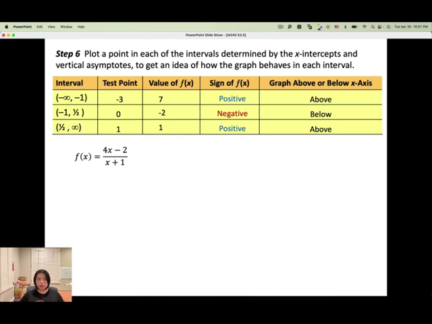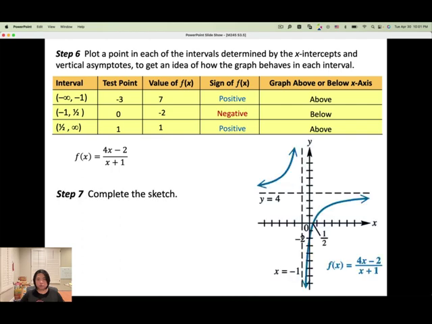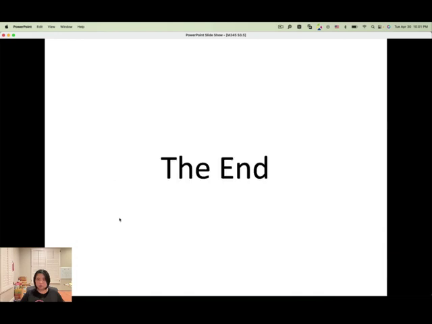Okay, try to combine all the information together. Okay, horizontal asymptote y equal to 4, vertical asymptote x equal to negative 1. Okay, and then plug in the x-intercept and y-intercept. That's it.